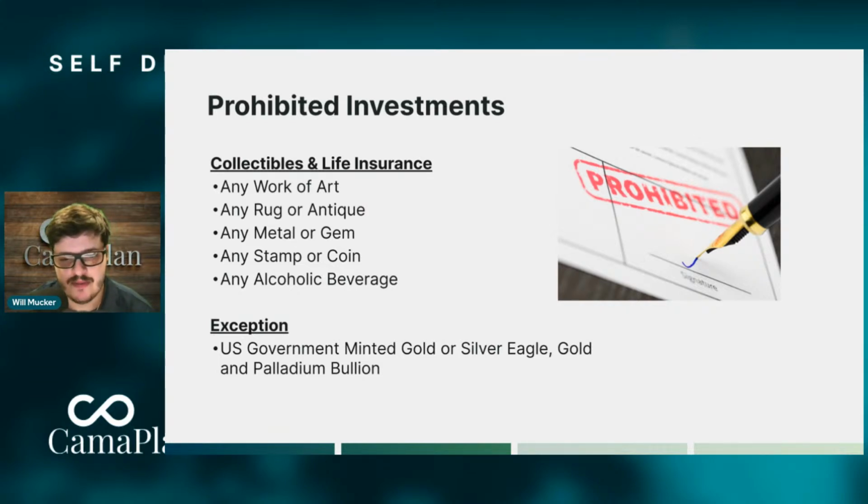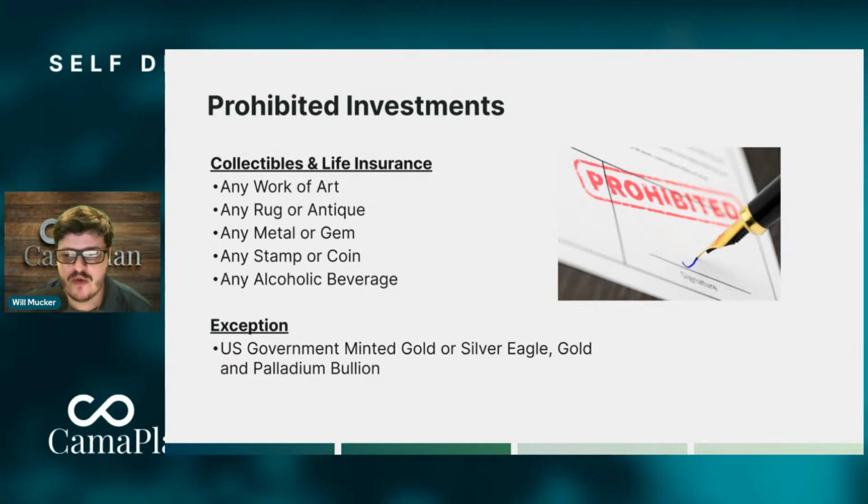Now we're going to talk a little bit about what you can invest in with your IRA. These are mainly hard to value assets, mainly collectibles and life insurance. Any works of art, antiques, metals. Again, there's an exception for certain minting standards and quality standards below. Stamps, any collectibles, hard to value assets.